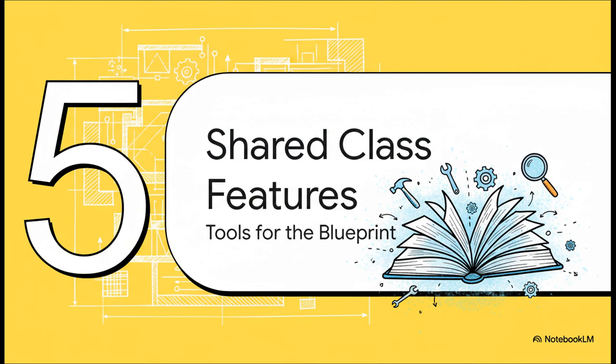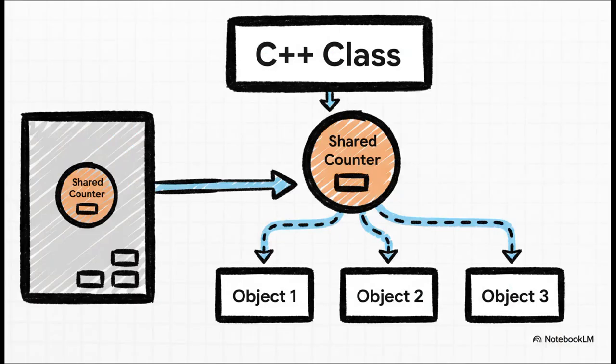Before we wrap this up, there are a couple of other really powerful tools I want to mention. These don't belong to any single object, but to the blueprint, the class itself. We call these static members. A static variable is kind of like a shared scoreboard for all objects of a certain class. It doesn't matter if you create one object or 1,000 of them, there's only one copy of that static variable, and they all share it. It belongs to the class as a whole, not to any of the individual objects.